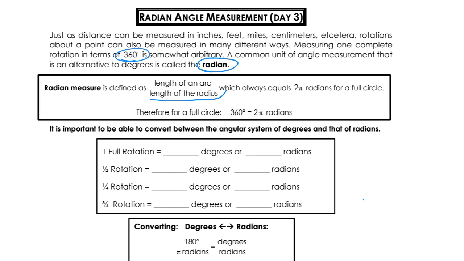In radian measure, it's a little bit hard to understand, but it's the length of the arc divided by the length of the radius. And so we end up with 2 pi radians for a full circle versus 360 degrees for a full circle. So we just have to realize that 360 degrees is equal to 2 pi radians. So it is important to be able to convert between the angular system of degrees and that of radians.